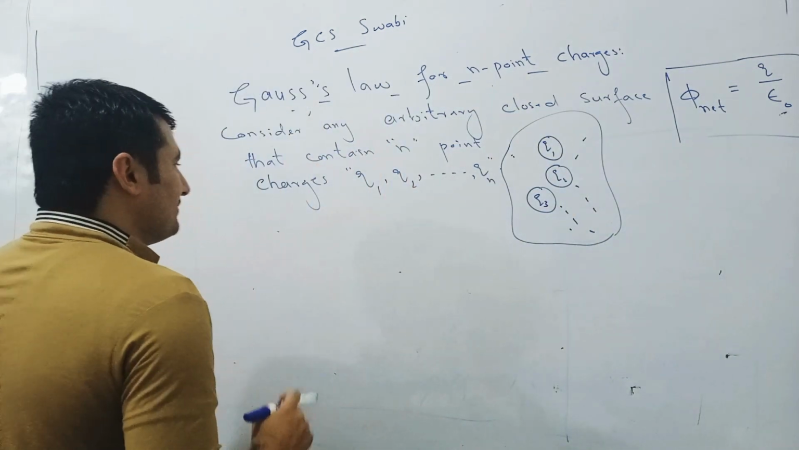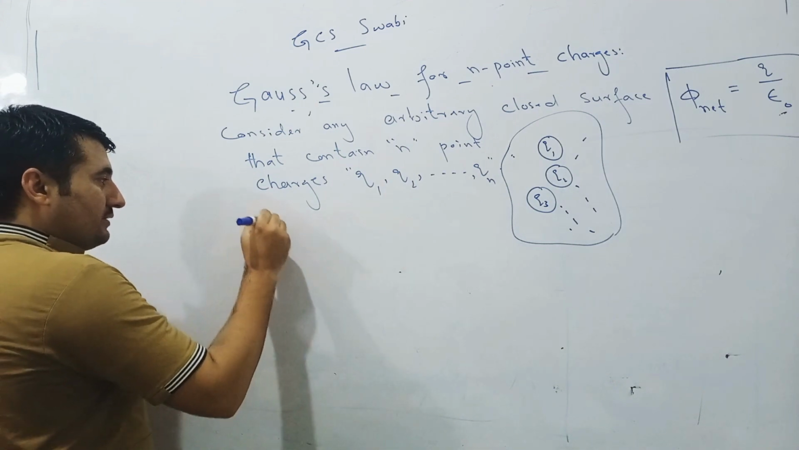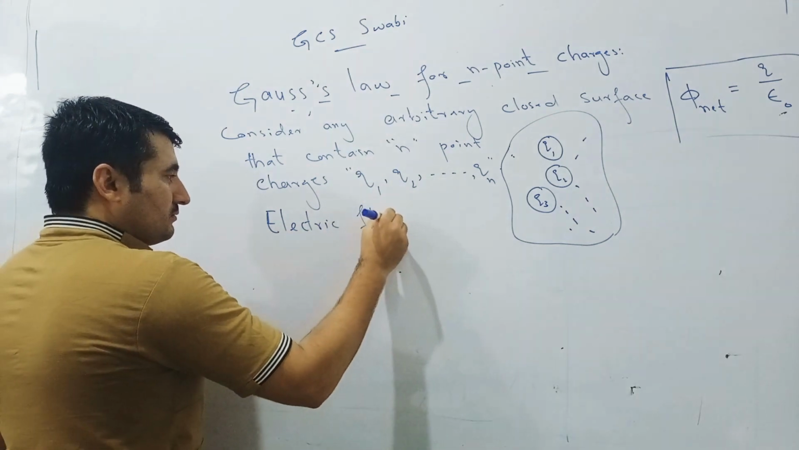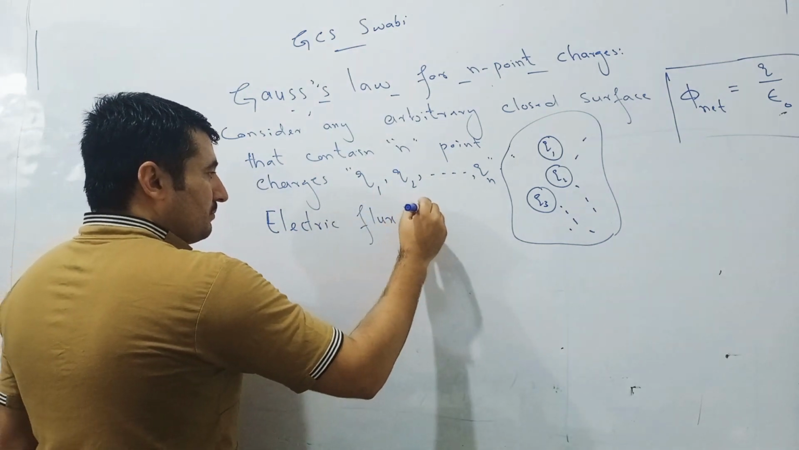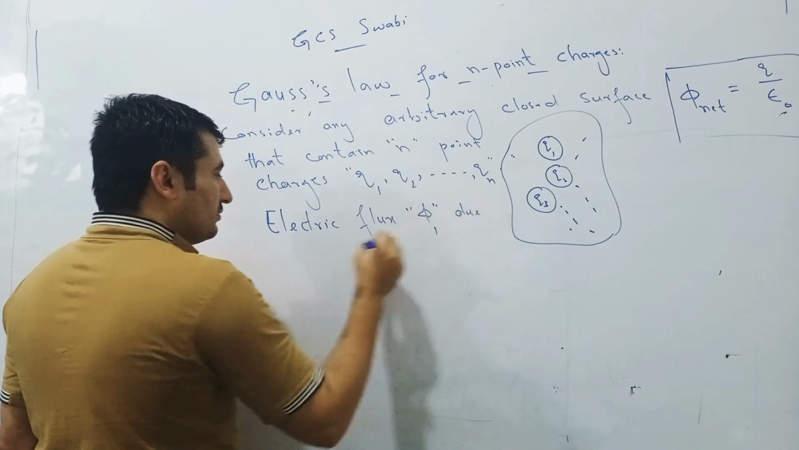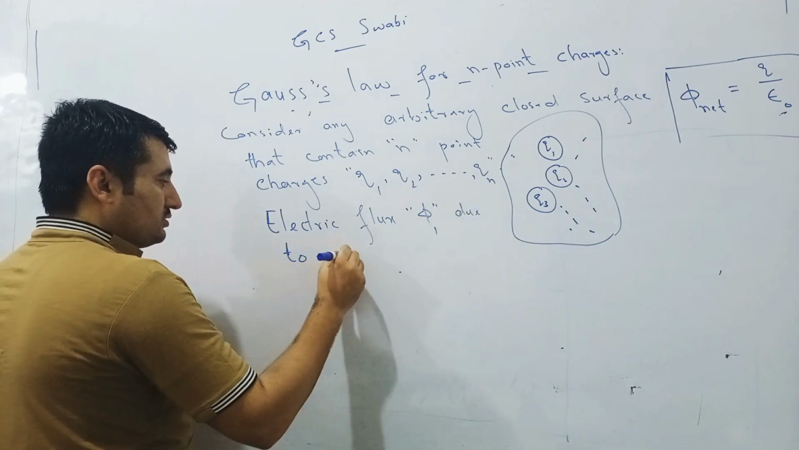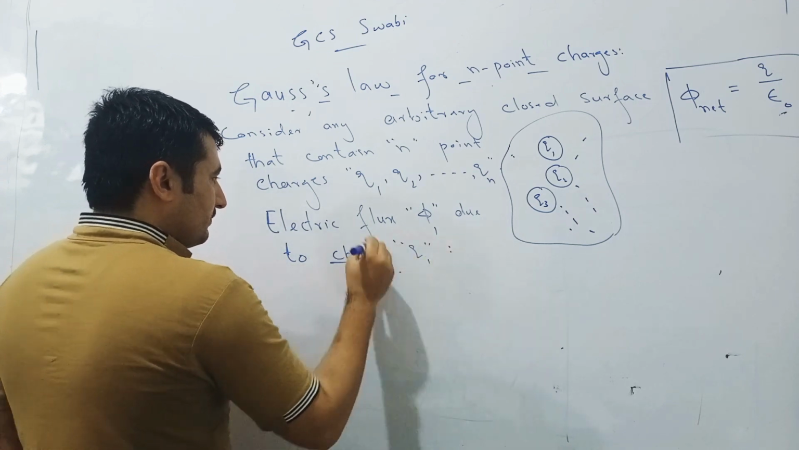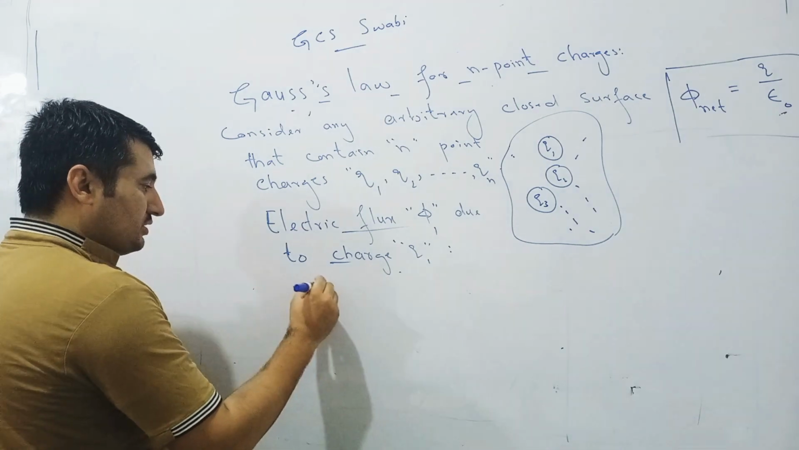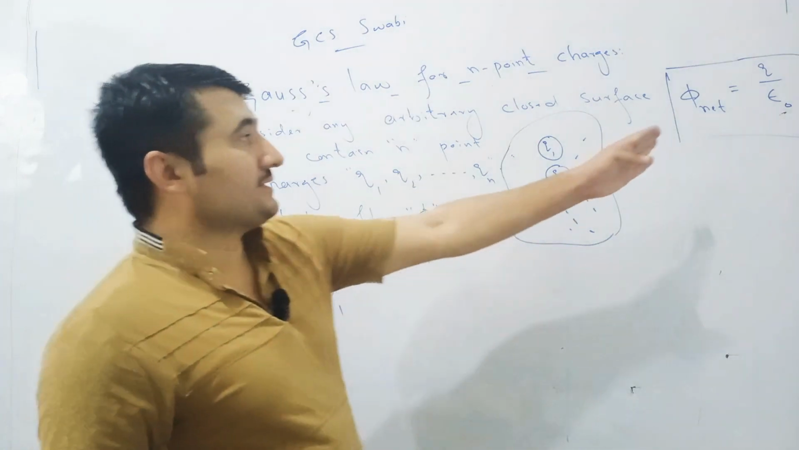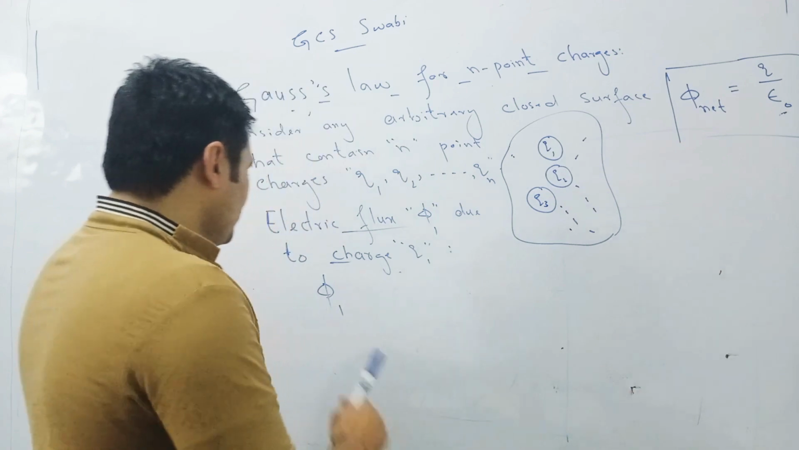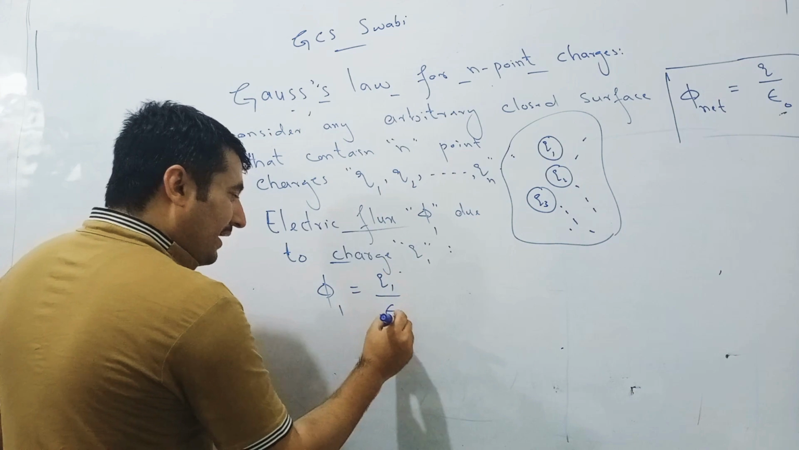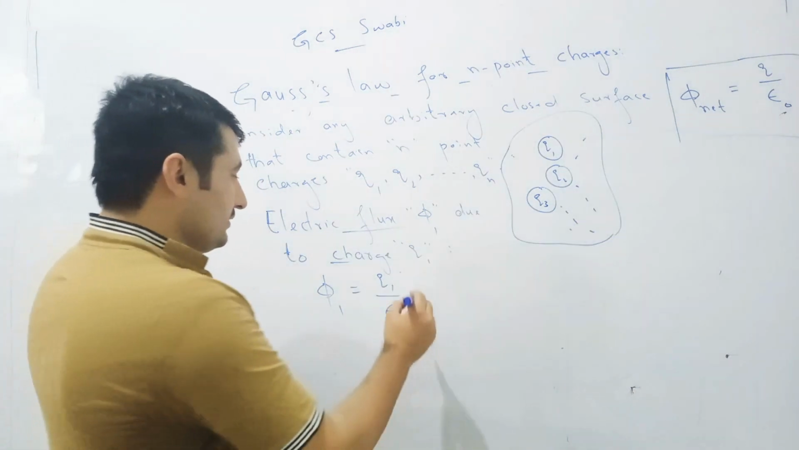Again, that's very simple. Let me write: electric flux phi 1 due to charge Q1. What will the electric flux due to charge Q1 be? Just use this relation, you know this Gauss's law. So here, what will the electric flux be? Flux phi 1 equals Q1 by epsilon naught. Clear? This is equation 1.